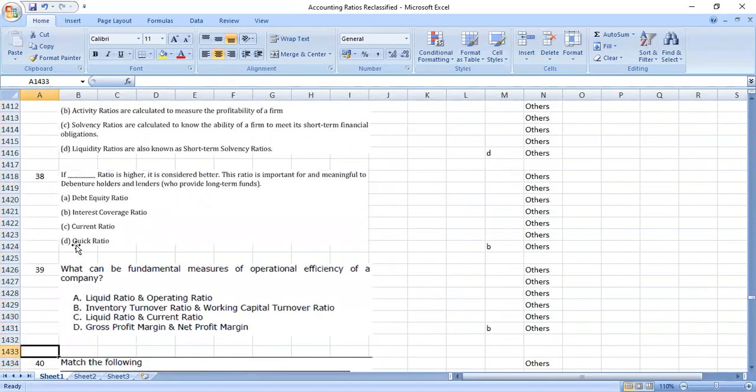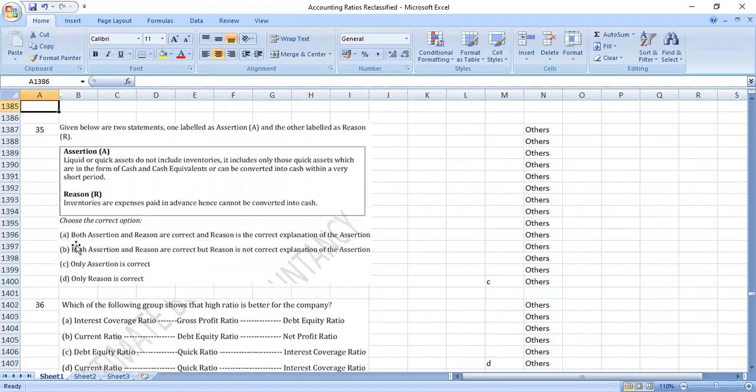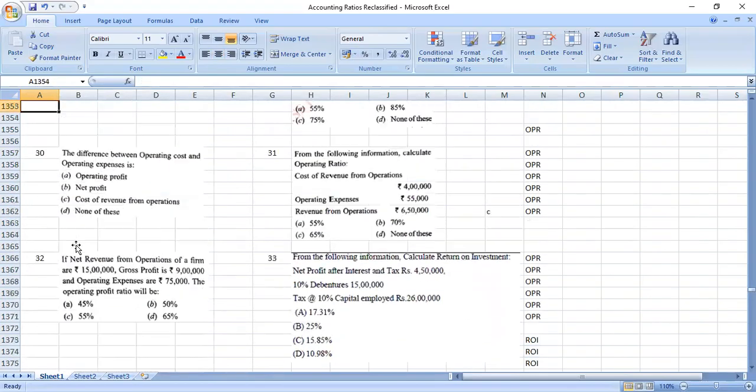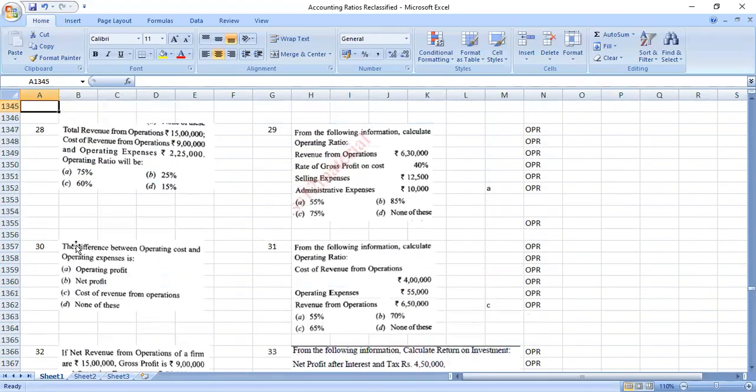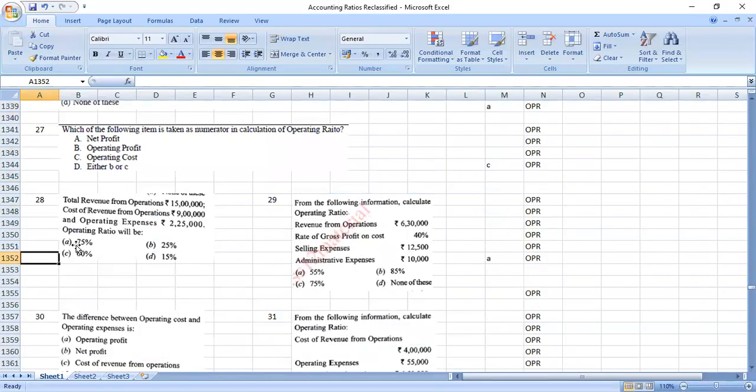Hi children, we have very few operating profit ratio questions. I think we can solve them right away.